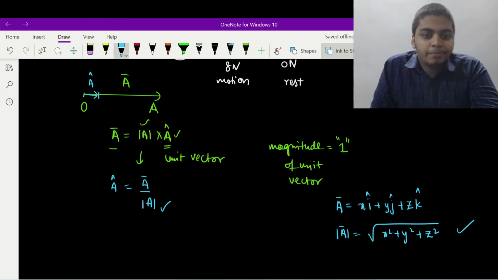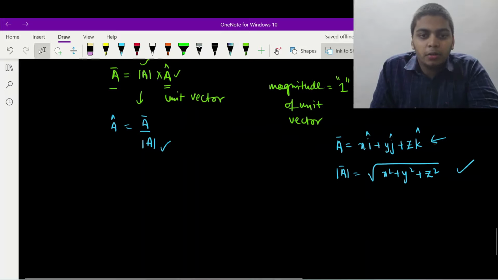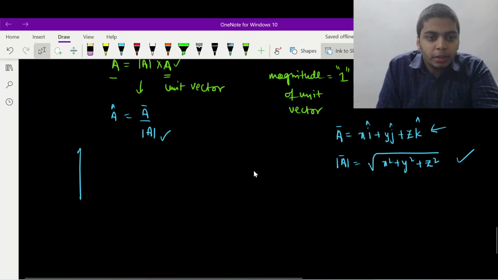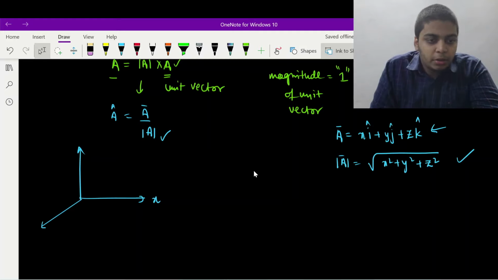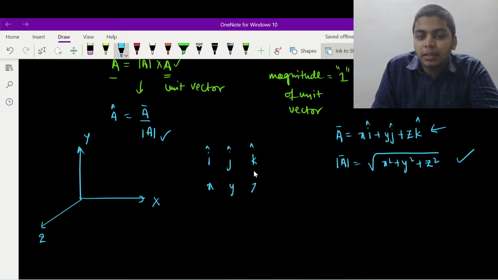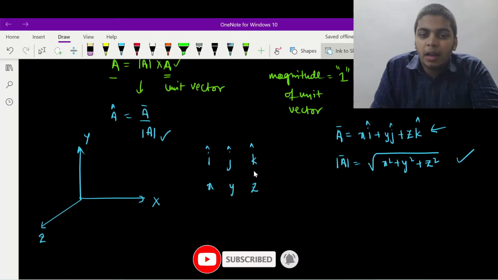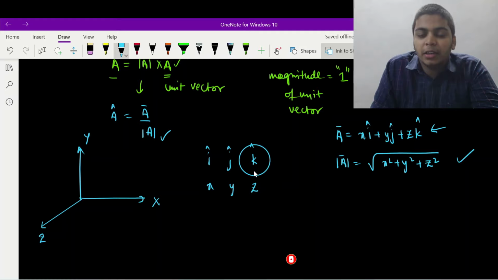And how is this vector actually formed? So let me get into the basics of forming that vector. Let us take the 3-dimensional coordinate axis. Let us say this is your x-axis, this is your y-axis, and this is your z-axis. And i cap, j cap, and k cap are unit vectors in the direction of x-axis, y-axis, and z-axis. One unit vector along x-axis is nothing but i cap, and unit vector along y-axis is your j cap, and unit vector along z-axis is your k cap.